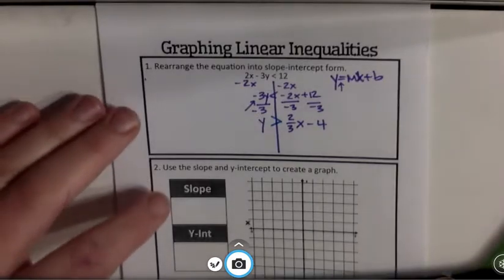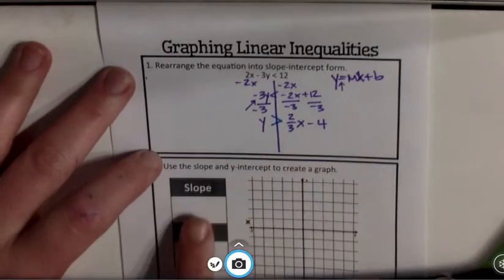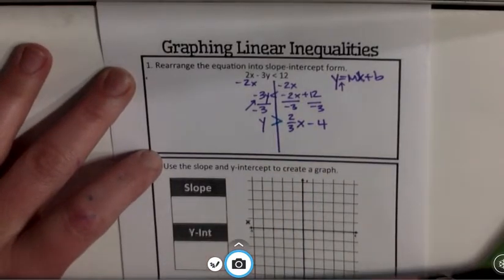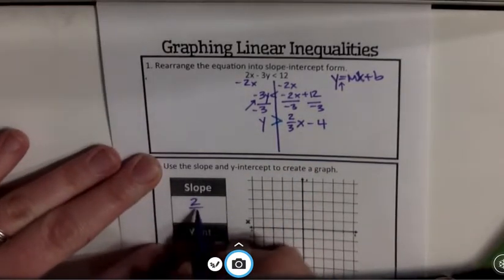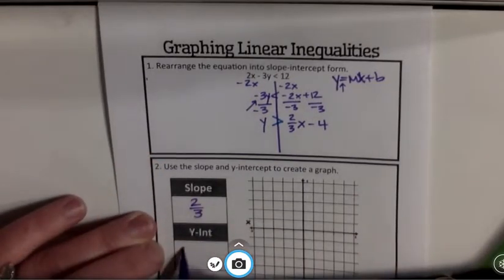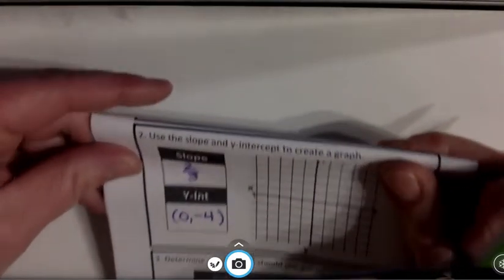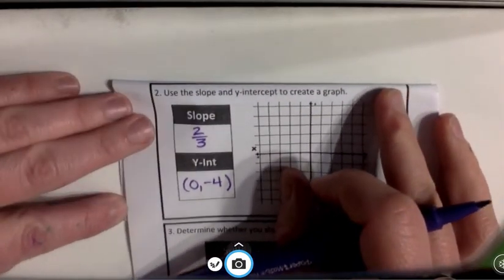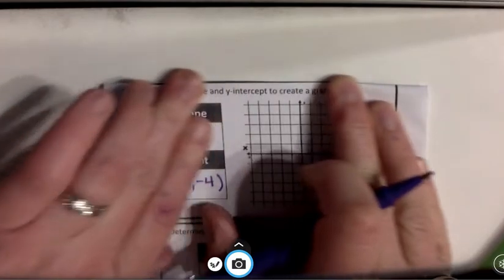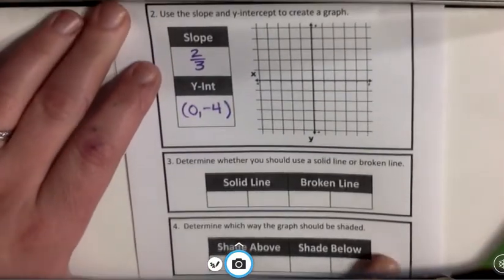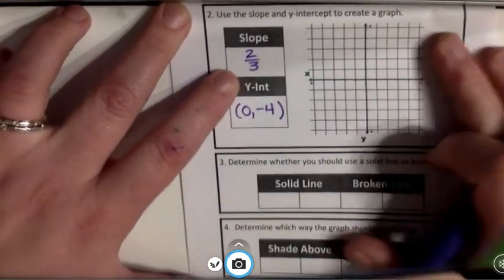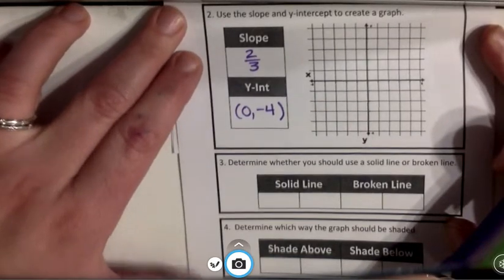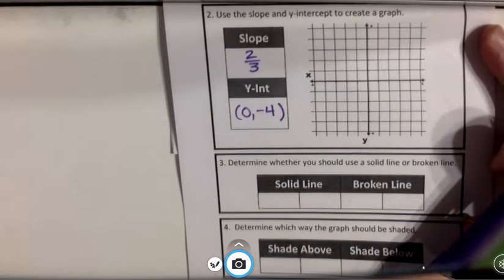Now, I am going to take this inequality and write down its slope and its y-intercept. The slope is 2/3. The y-intercept is (0, -4). And now I am going to hide that inequality, mainly because I need to be able to see the rest of this set of notes. So the rest of these notes, let's move this over so we can see it all as much as we can, are these.